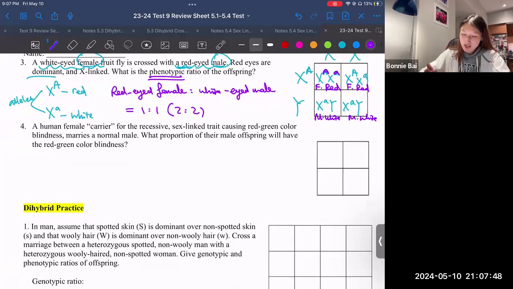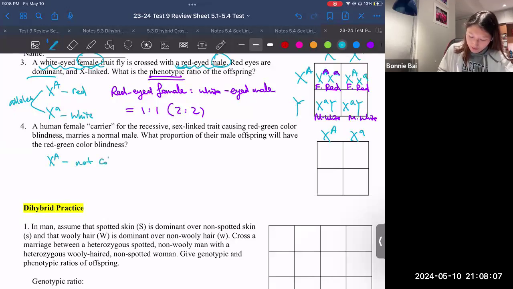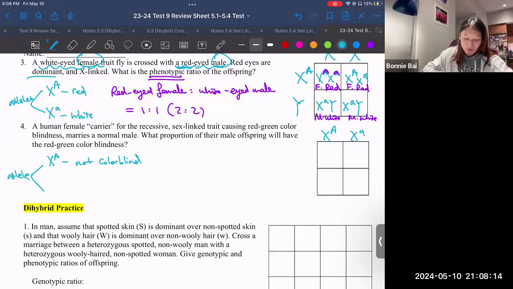A human female carrier. Okay, we know what a carrier is. Easy stuff. So she's a carrier, okay? So we can just write X big A, X little a, and we don't need to keep reading. Well, but we do need to keep reading. The red-green color blindness. So that means X big A is not colorblind. You can see how I like to write out my alleles. You don't have to write the word alleles. I just want to point out that what I'm writing out is the alleles, one letter at a time. But then when you write the actual parent and the children, you need 2 of them.